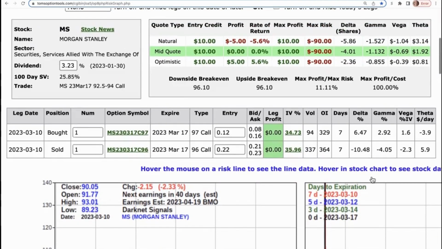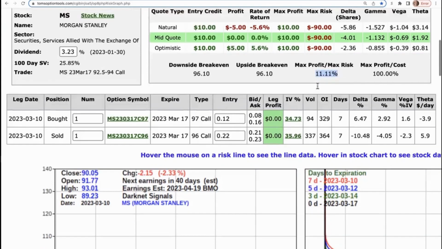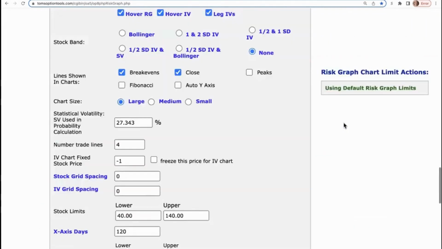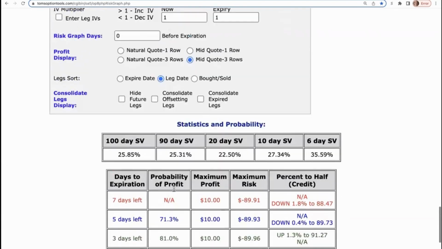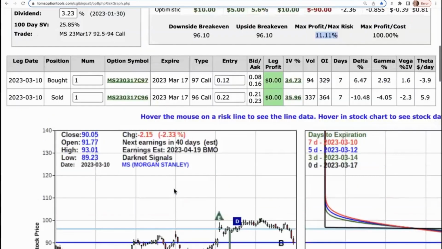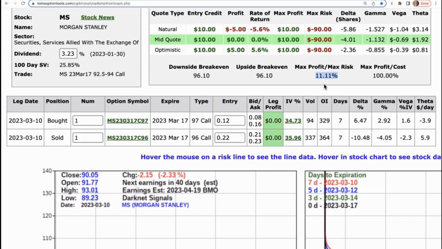All right, so this is what you could have done on Friday as well. And you could have gotten 10 cents. Slippage is a little wide here, but just put that aside for the moment for concept. But you could have gotten 10 cents on one contract, making 11% over a 7-day period with a probability of profit of 95.7%. That was available on Friday. 95.7% chance to make 11% over, in this case, 7 days. This trade will expire on Friday.